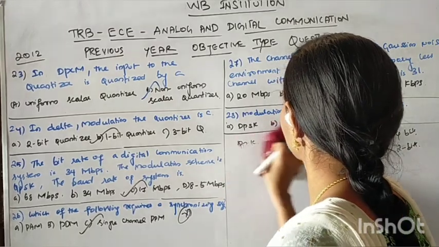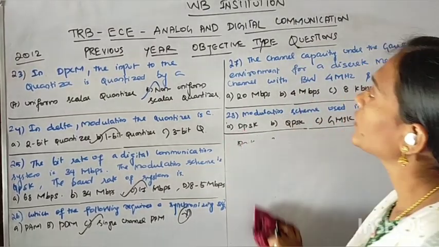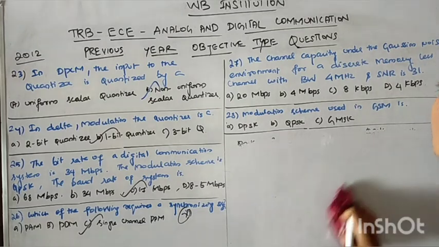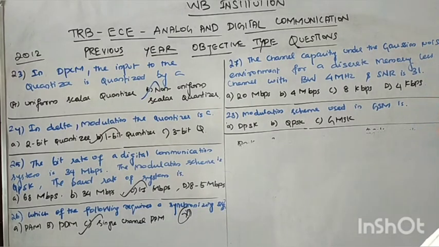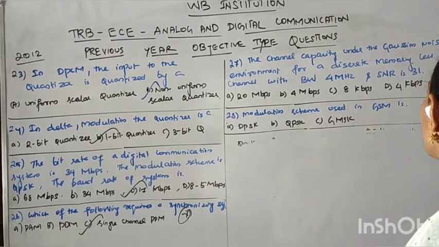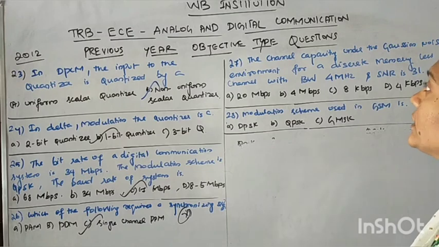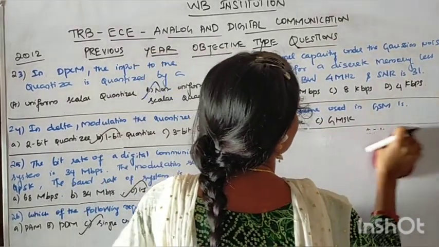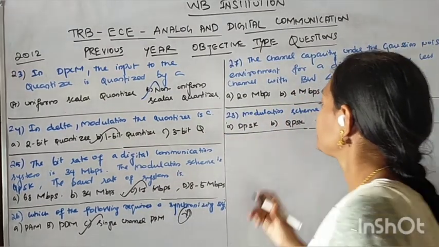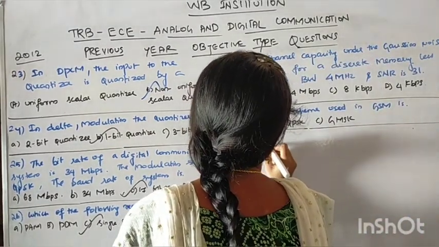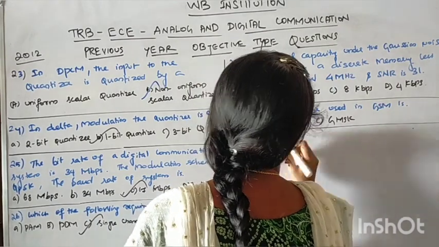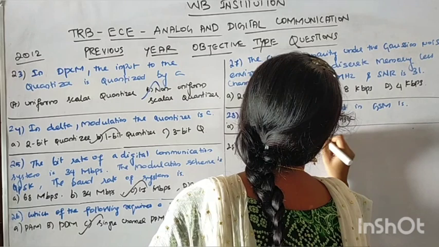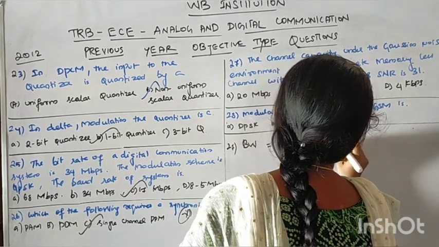So next question. The channel capacity under the Gaussian noise environment for a discrete memoryless channel with a bandwidth of 4 megahertz and SNR of 31. So we know the channel capacity of the Gaussian noise. We know the formula. What they have given is the bandwidth and SNR value. Bandwidth is 4 megahertz and SNR is 31.